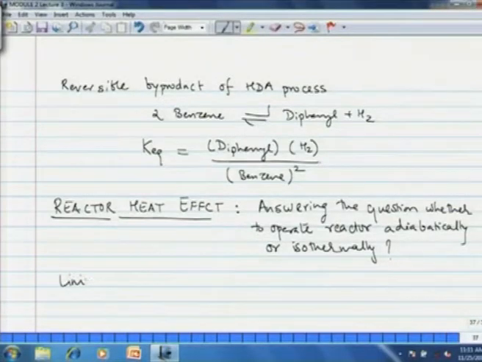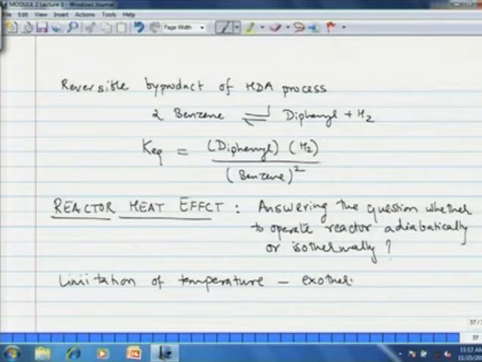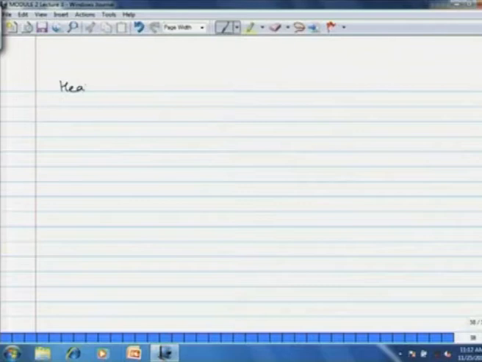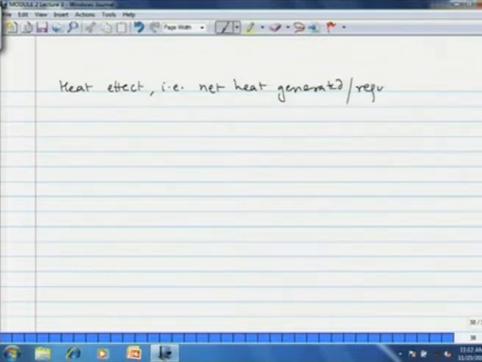In many cases, there will be a limitation to the temperature achieved in the reactor. This is for exothermic processes. For endothermic processes, we have to supply heat. However, to answer the question whether we have to operate the reactor adiabatically or isothermally, we have to see the heat effect of the reactor, that is the net heat generated or required for the reaction.